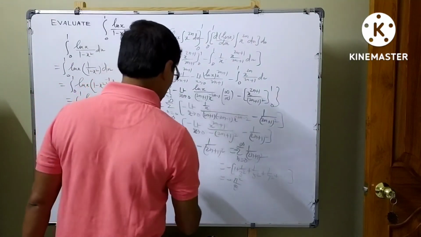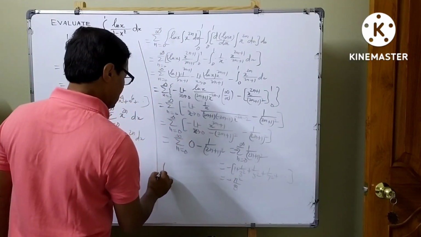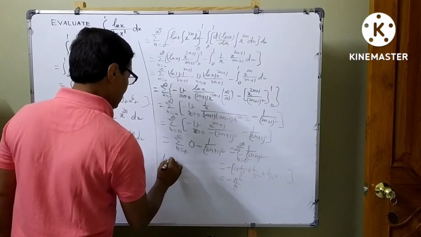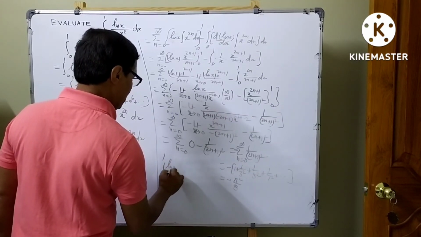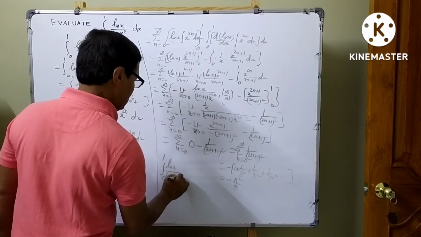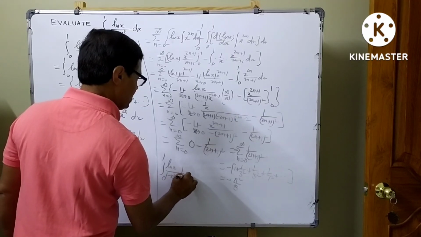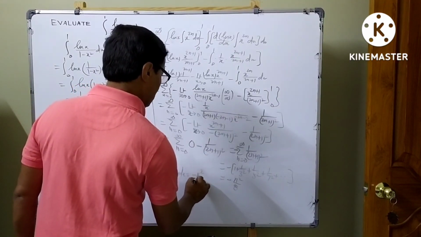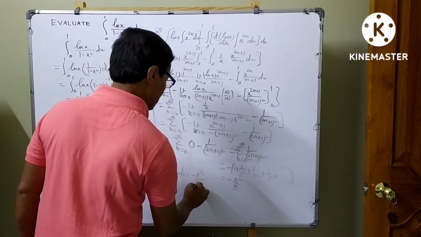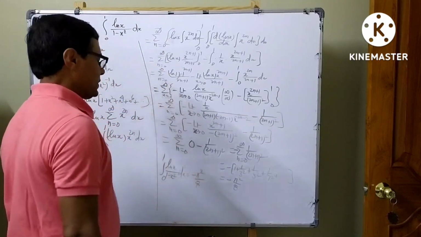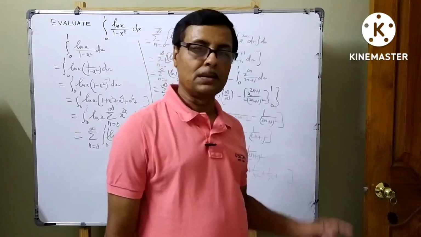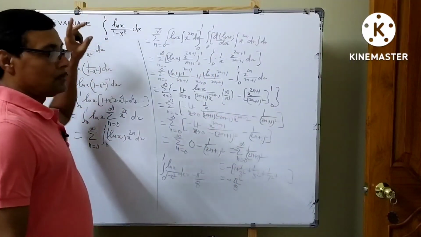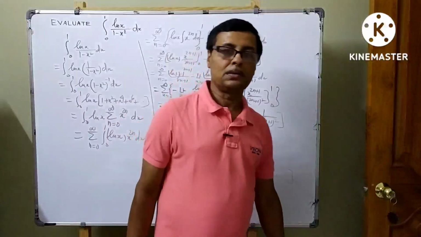So, the value of this integral, that is 0 to 1 natural logarithm x over 1 minus x square dx, is equal to minus pi square over 8. This is the value of this improper integral, thus we have evaluated this integral.